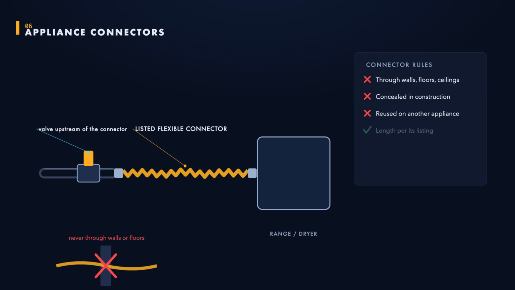Length is set by the listing, with no stretching and no kinks, and a connector is not reused. When the appliance is replaced or moved, or the connector is damaged in any way, the connector gets replaced with it. Rigid pipe is always an acceptable way to make the connection.